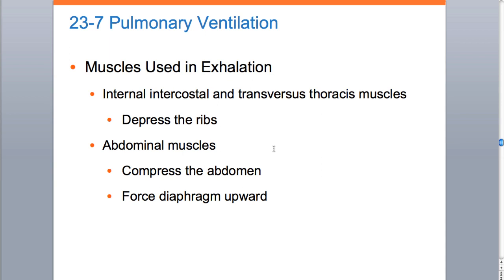So, muscles used in exhalation. We're now going in the opposite direction. These are the muscles we use. Notice I'm using what this time? Internal intercostal. So internal intercostal is for exhale. Okay, very, very important.